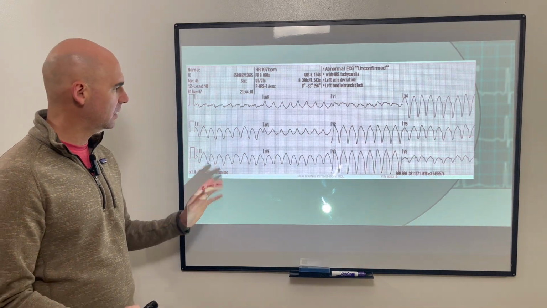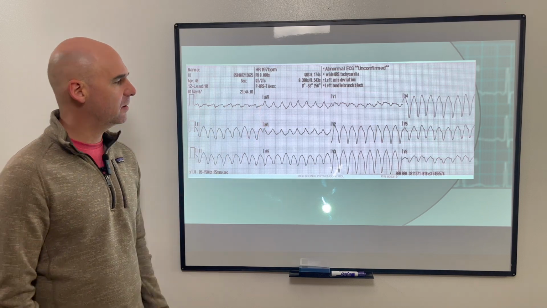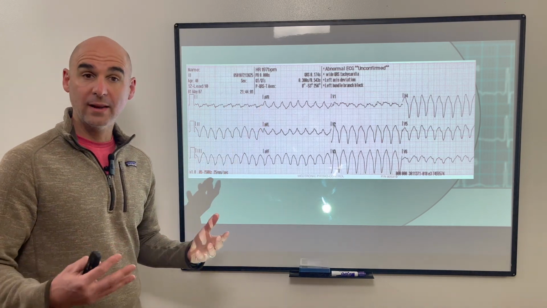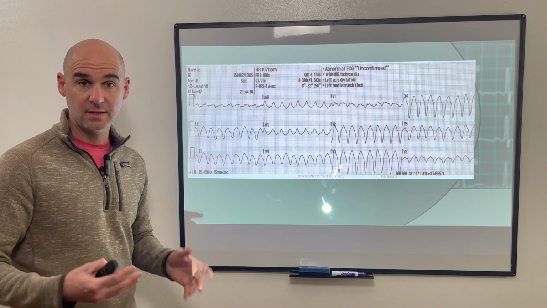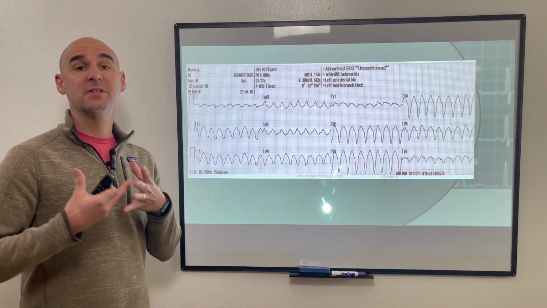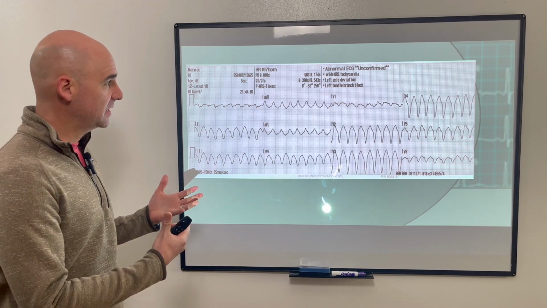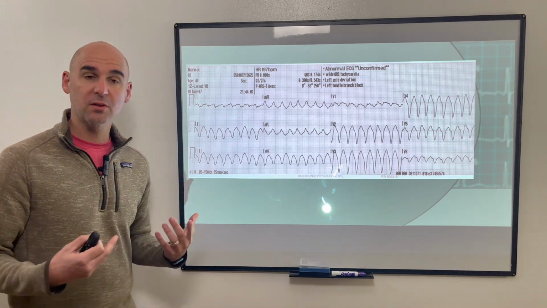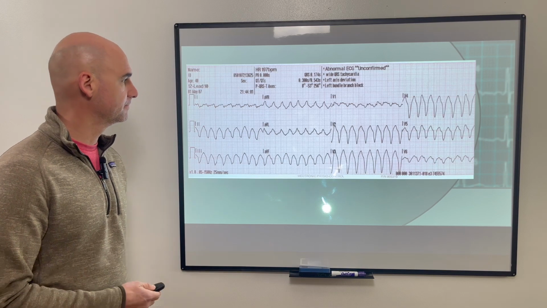It's wide and complex. And again, if I look up here at lead aVR, that is a wide complex positively deflected. That to me tells me that the depolarization is moving opposite of what it normally would. And in this case, once again, I believe I've got a ventricular tachycardia here as well.